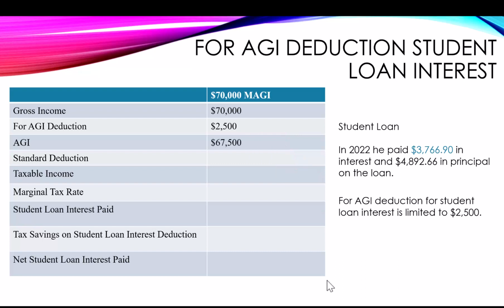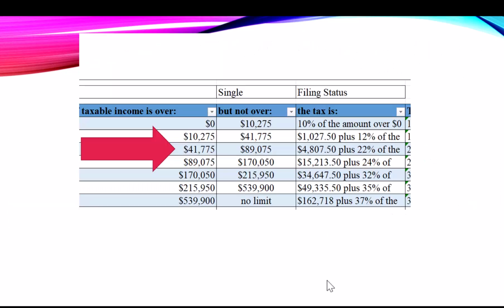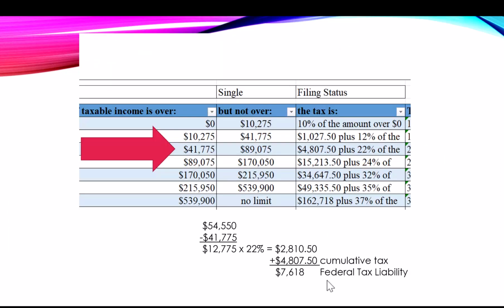Once we remove this from his gross income, we find that his adjusted gross income would be $67,500. He still gets the benefit of his standard deduction of $12,950, so his taxable income would be $54,550. We could use the tax rate schedule to compute Amani's federal tax liability.